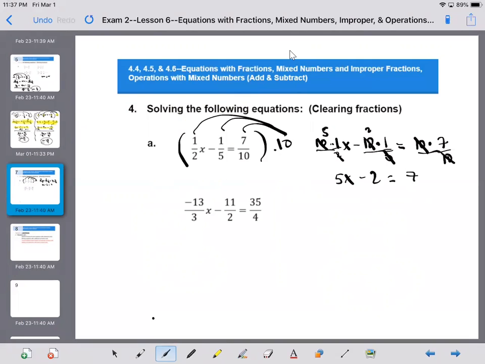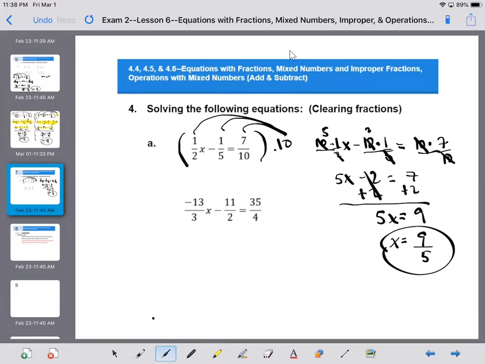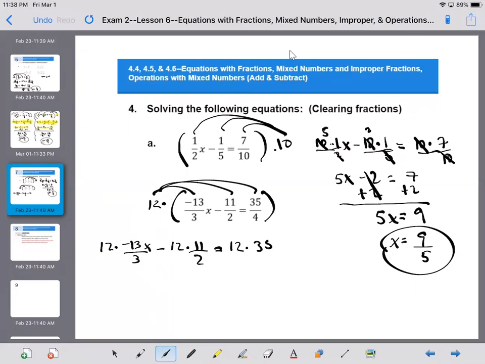Now we'll add 2. So 5x equals 9. So x is 9/5. This is thirds, halves, and fourths, so we'll say 12. 12 will be our LCM, so we multiply 12. So we're going to get 12 times negative 13/3 x minus 12 times 11/2 equals 12 times 35/4.